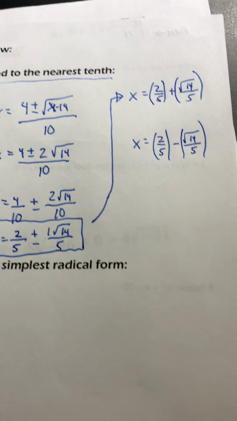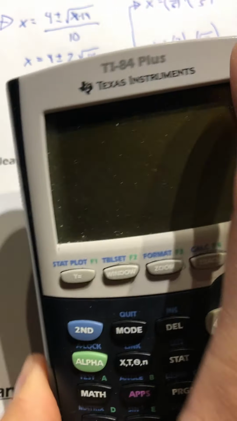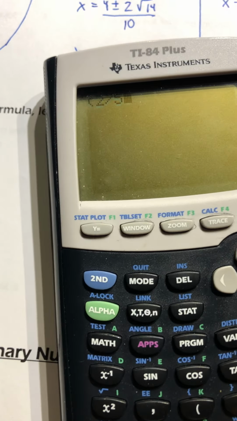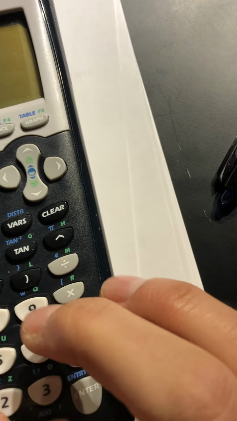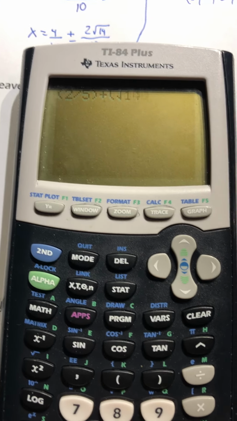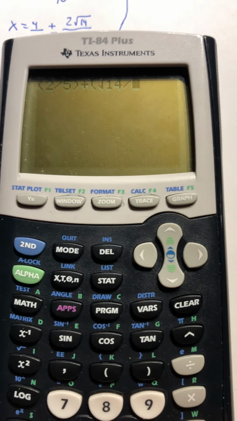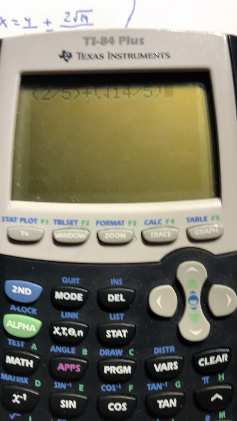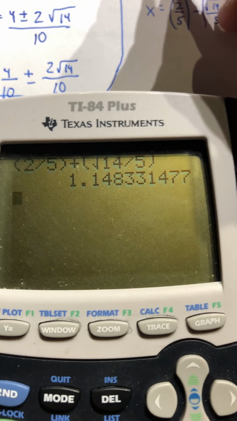So when I go to my calculator, once again, we're rounding to the nearest tenth. I go to my calculator, and I'm going to plug in parenthesis, 2 divided by 5, close parentheses, plus radical 14, arrow over, make sure there's no radical, divided by 5. Okay. So I push enter. Now I'm rounding to the nearest tenth. So that would be x is equal to 1.1.